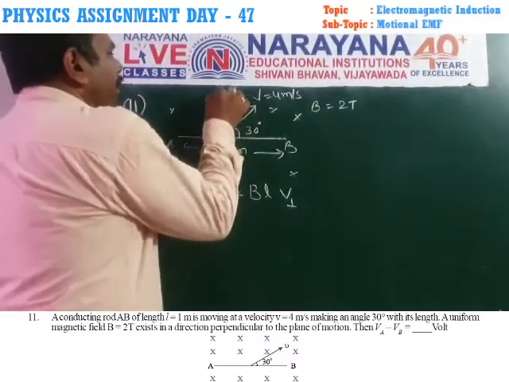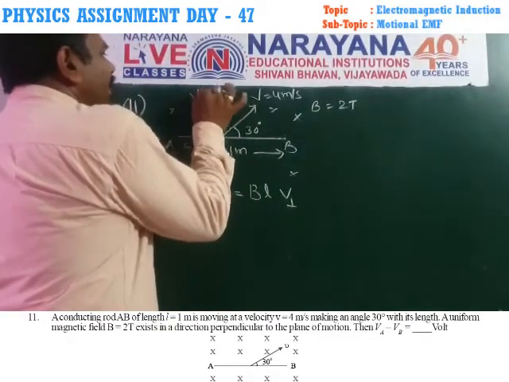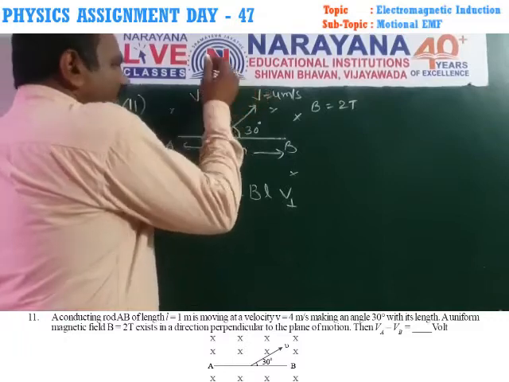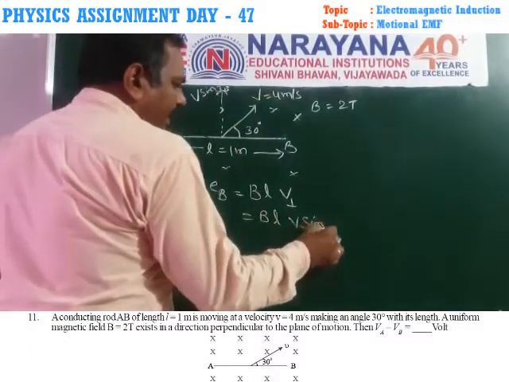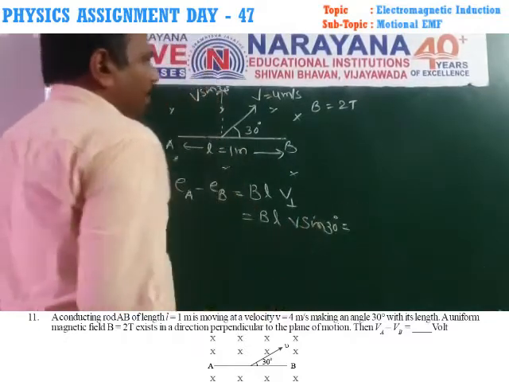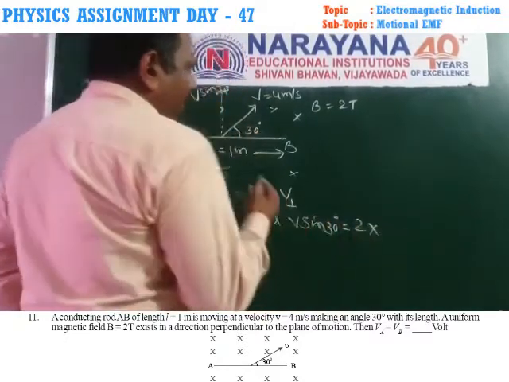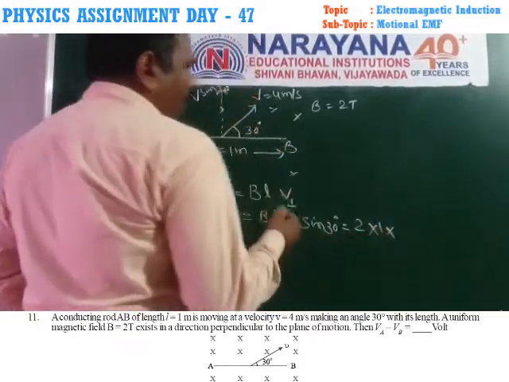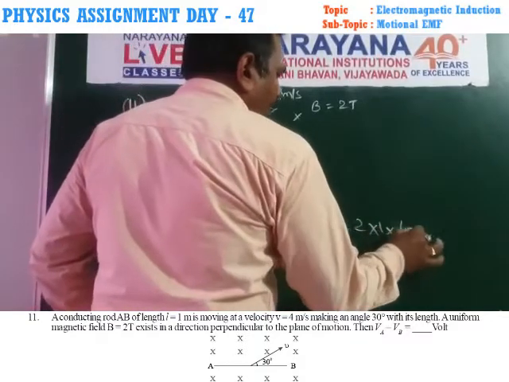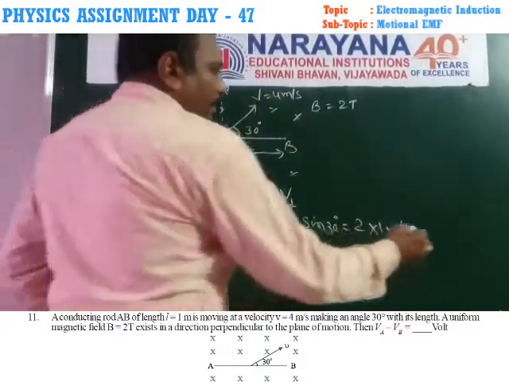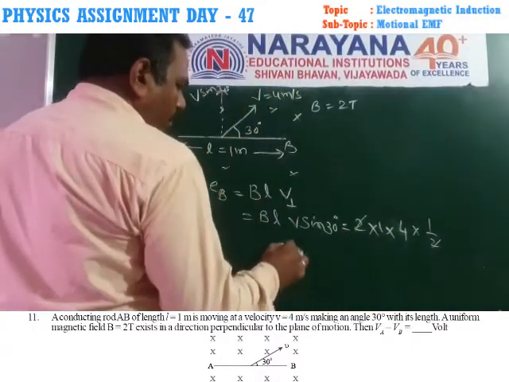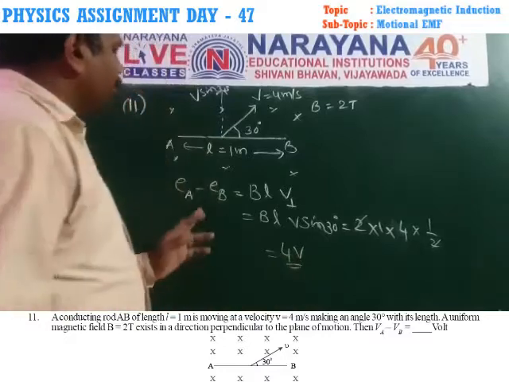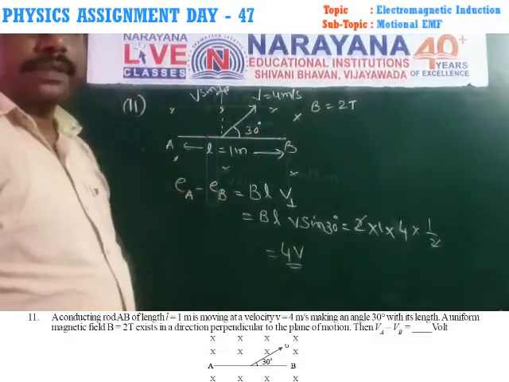What is the perpendicular component here? V sin 30 is the perpendicular component. B L V sin 30. The magnetic field is 2, the length of the conductor is 1, velocity is 4, and sin 30 is 1 by 2. So the 2 cancels, and we get 4 volts. This is the potential difference across A and B points.